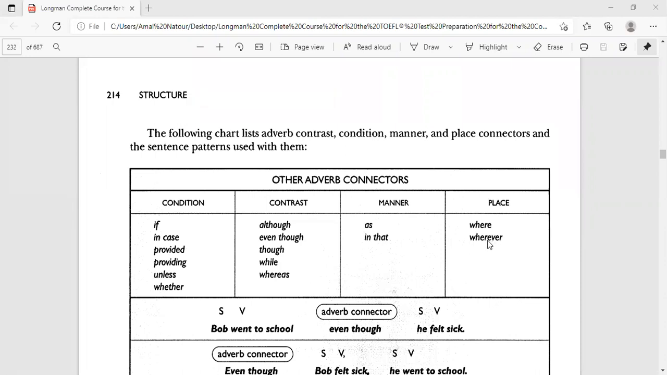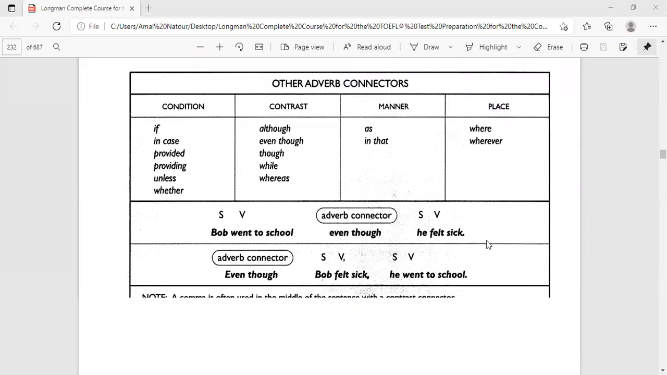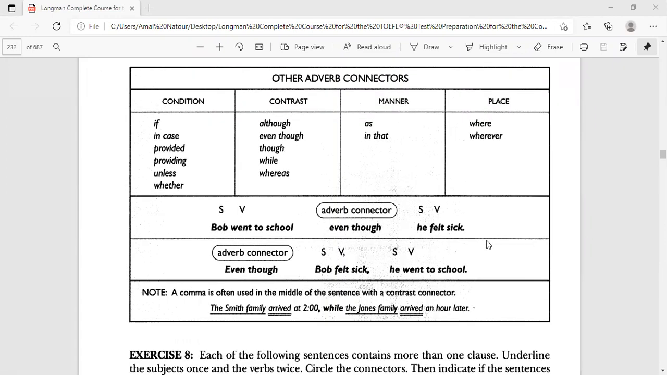They have the same structure. These connectors come in the middle, and they can come at the beginning of a sentence. They have the same structure as the time and cause connectors.